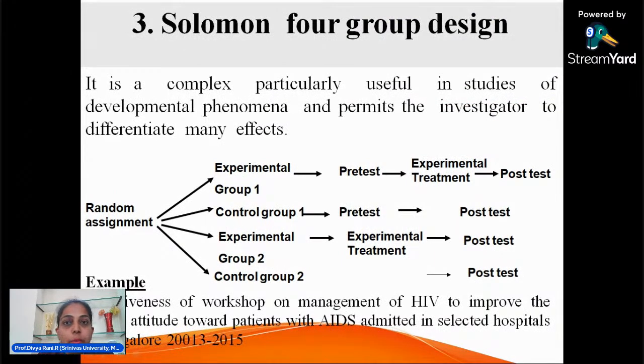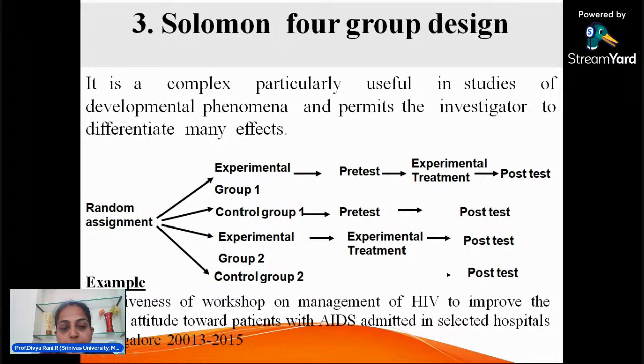Next one is Solomon 4-group design. With Solomon group design, if you want to know the different effects on a particular phenomenon or a particular problem, you do this kind of test. That is called Solomon 4-group design. Here 4 groups are there. You can see there is experimental group 1, control group 1, experimental group 2 and control group 2.